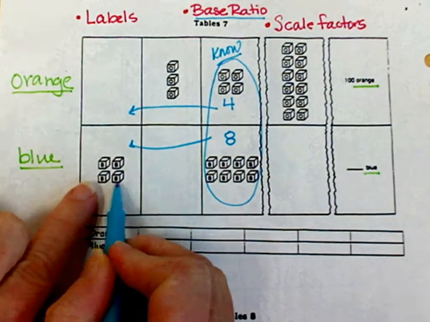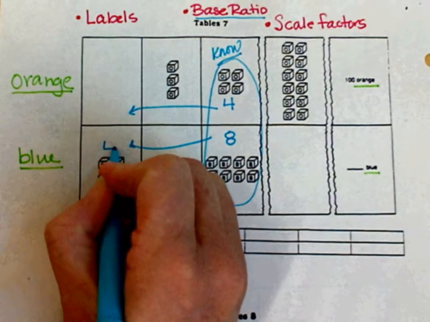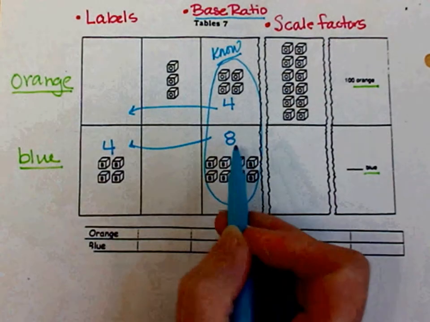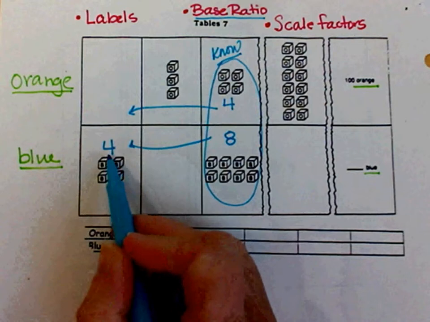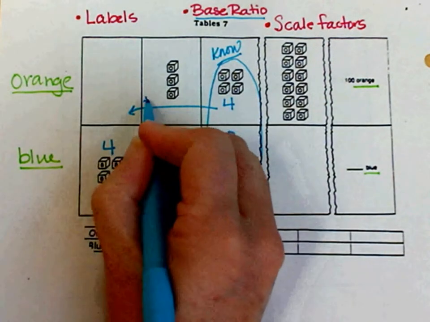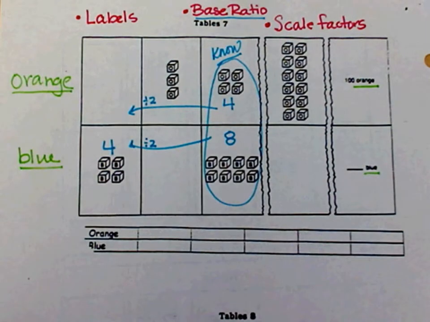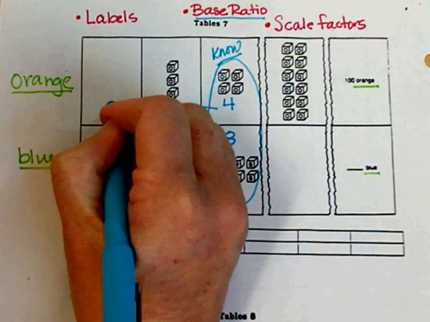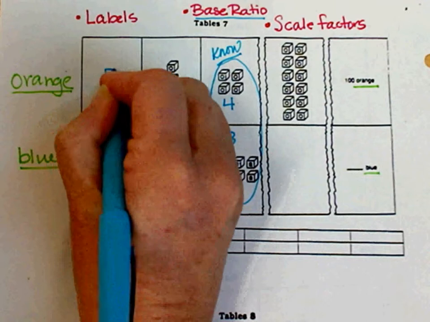Here, this information has already given me 4 blocks. How can I get from 8 to 4? I can divide by 2. If I divide by 2 on the top, I divide by 2 on the bottom, and that will give me 2. So I'm going to draw 2 orange blocks.